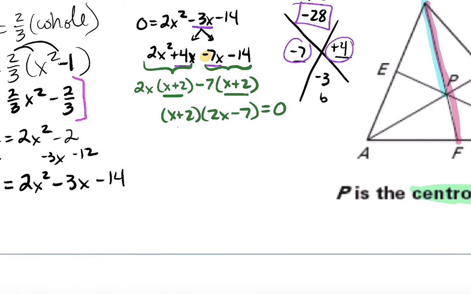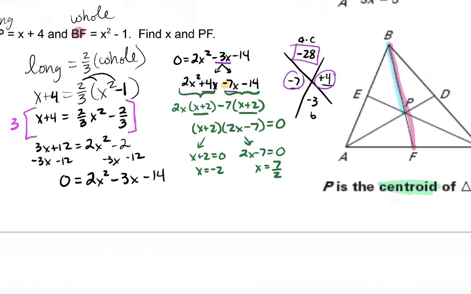And we can separate the two factors equal to 0 to find our options. And we're almost done. This will be -2. And over here, we would add 7 and divide by 2, so it's going to be 7 over 2.